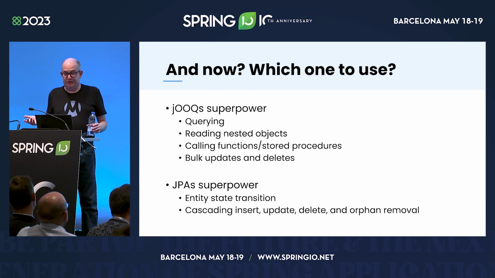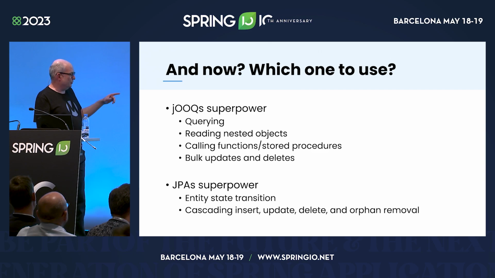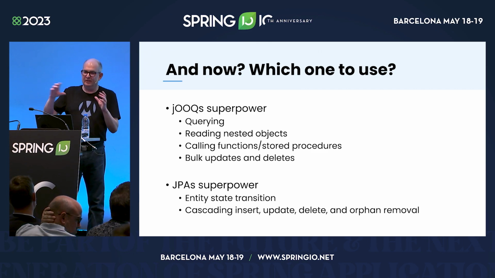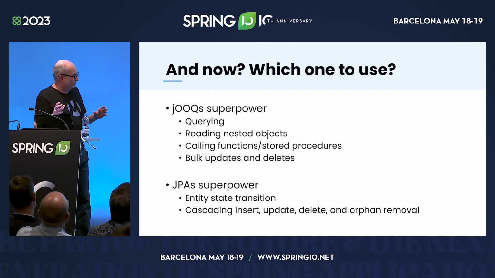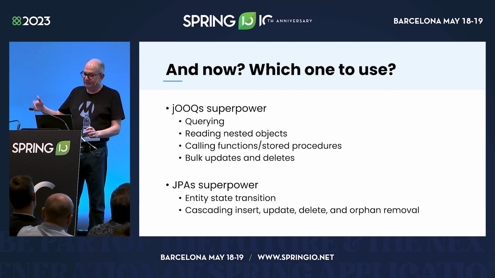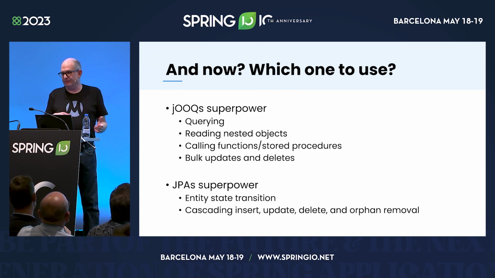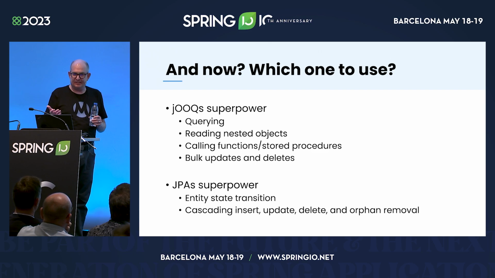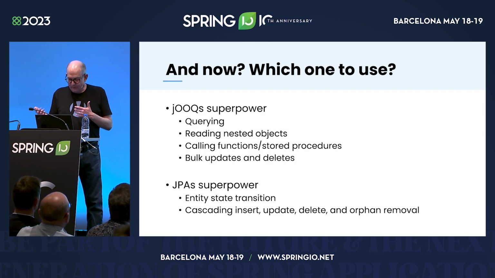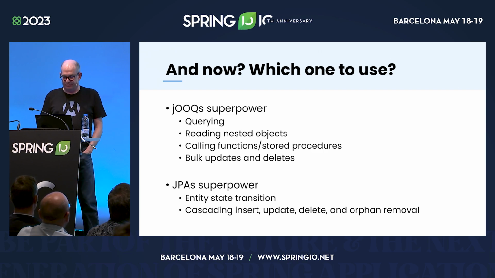On the other hand, we have the JPA superpower. That's for sure the entity state transition. So if you really have a model and you want to read the model, modify the model, also all the cascading with insert, update, delete, or even orphan removal, if you remove something from a collection with JPA and it detects that and removes this orphan from the database, that's really a good thing.